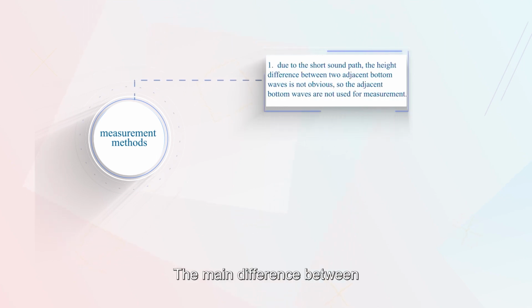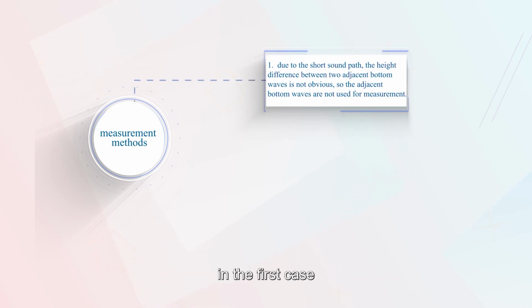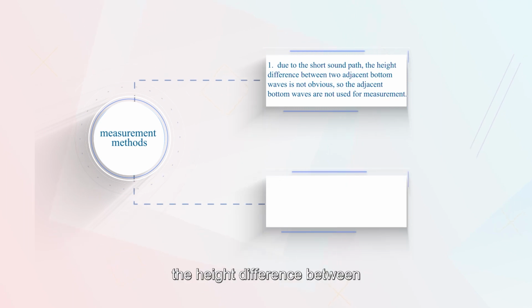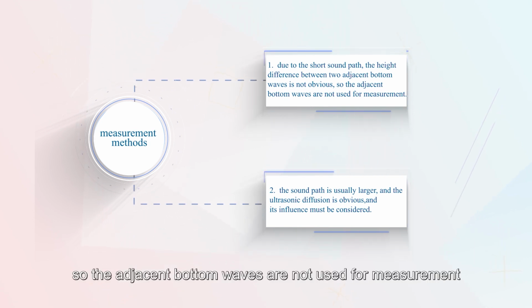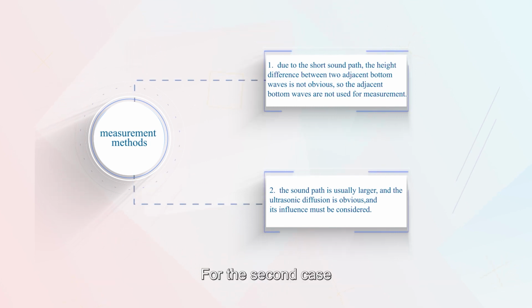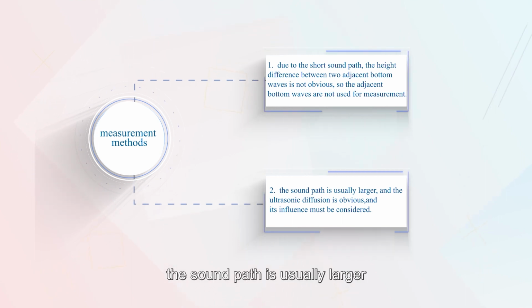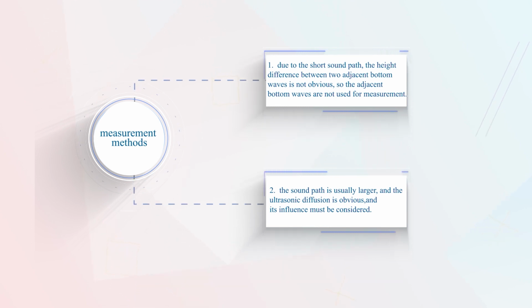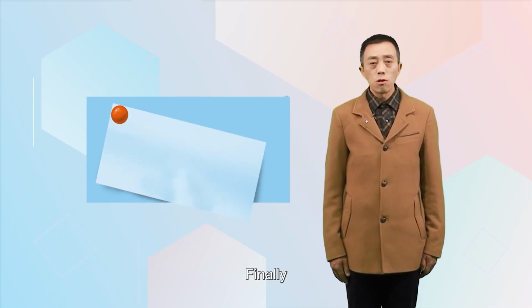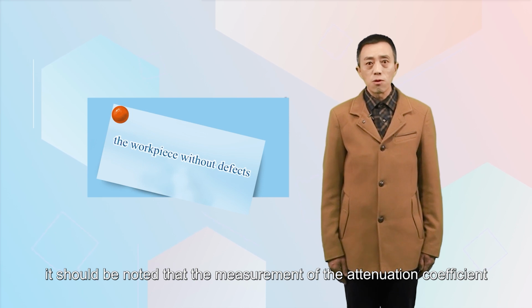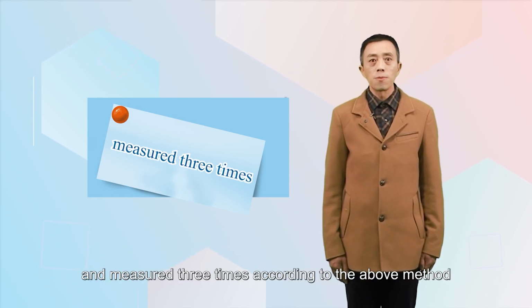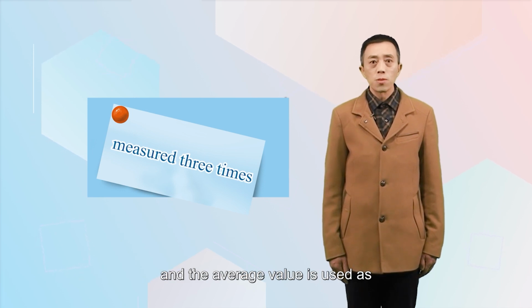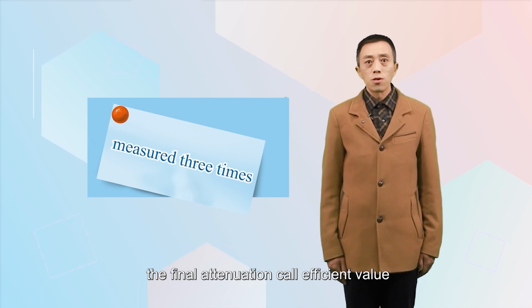The main difference between these two measurement methods is that in the first case, due to the short sound path, the height difference between 2 adjacent bottom waves is not obvious, so adjacent bottom waves are not used for measurement. For the second case, the sound path is usually larger, and the ultrasonic diffusion is obvious, and its influence must be considered. Finally, it should be noted that the measurement of the attenuation coefficient should be carried out in the intact area of the workpiece without defects, and measured 3 times according to the above method, and the average value is used as the final attenuation coefficient value.